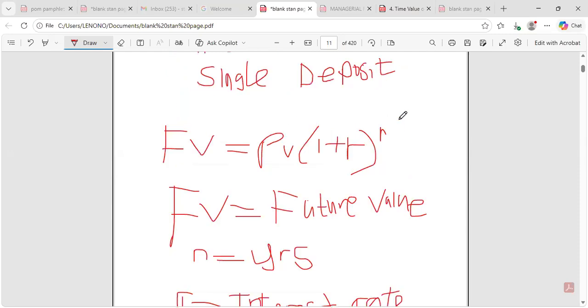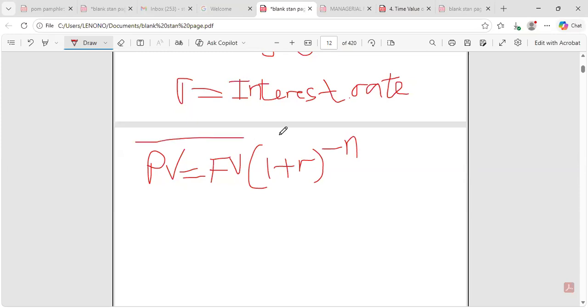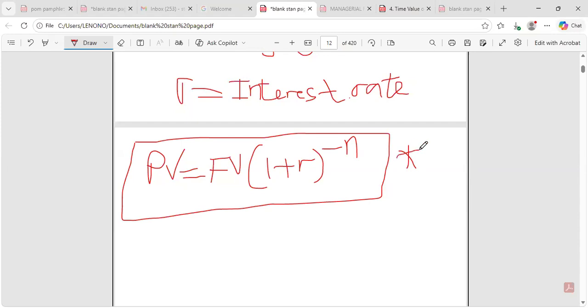Now finding the present value is equal to future value, then 1 plus R to the power negative n. Okay, so this is what we have here.